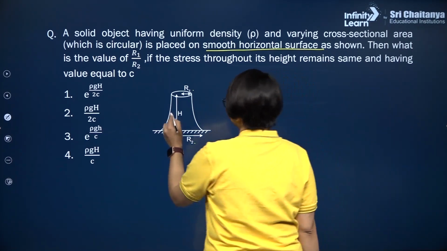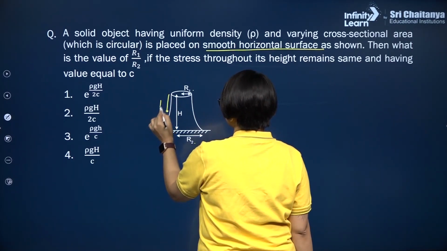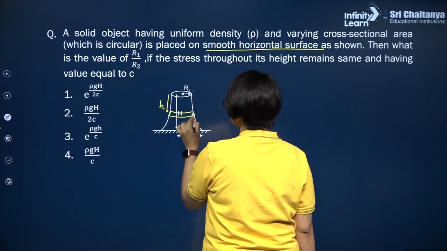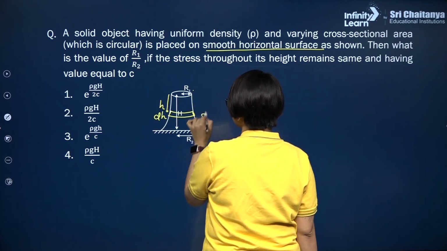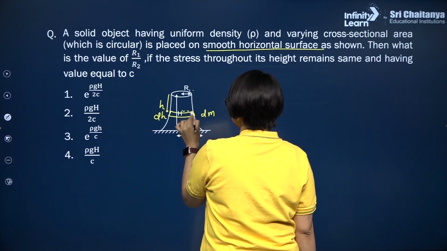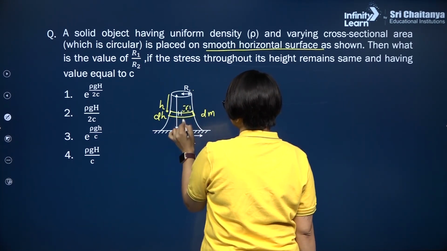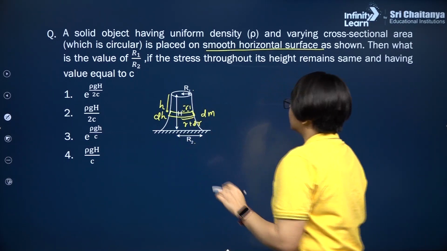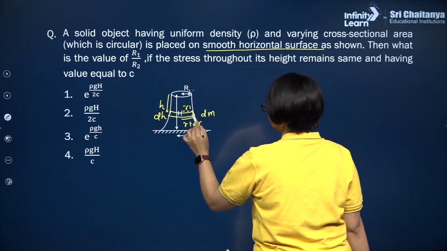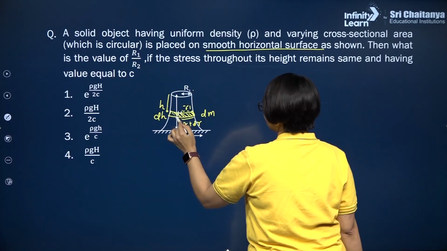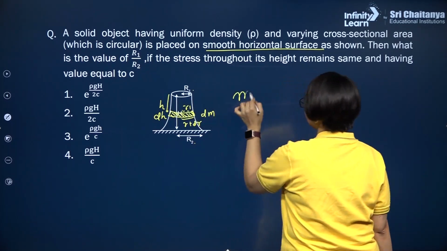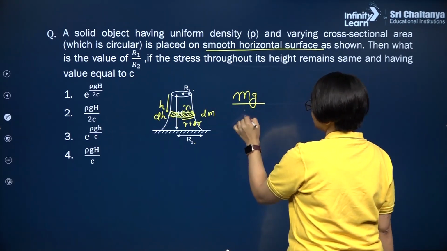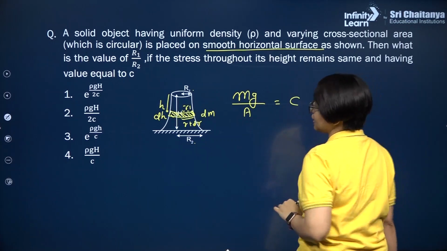So, let us consider one small element at a depth h from the top, of height or width dh and mass dm. If the radius of this upper portion is R, then the radius of this lower portion will be R plus dr, right. Let us say the stress on this portion is because of the mass above it, let us say its mass is m. So, mass into g will be weight, divided by area will give you stress, that is C.